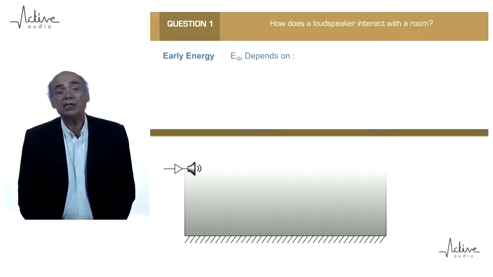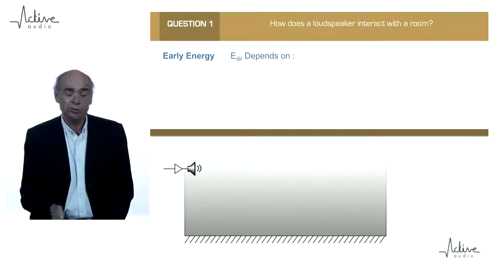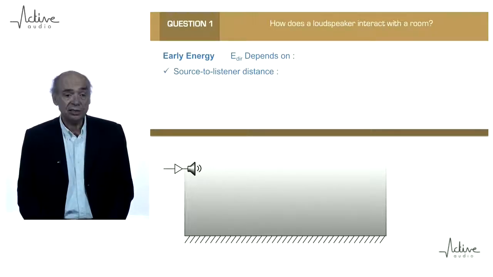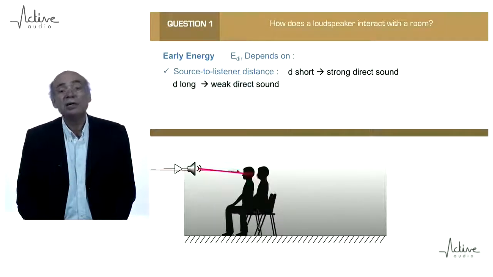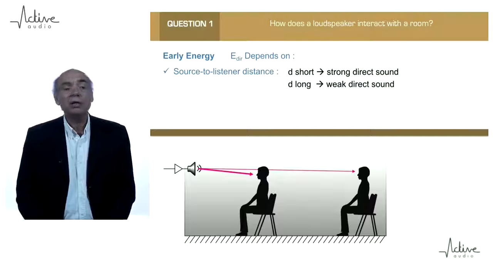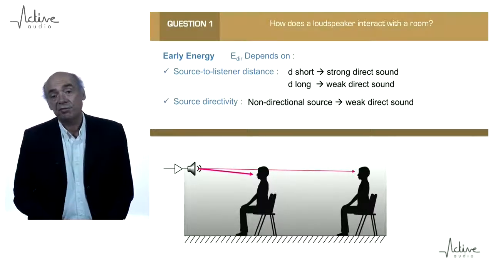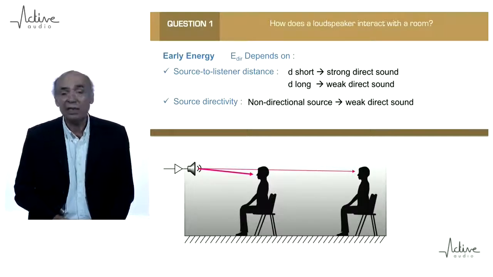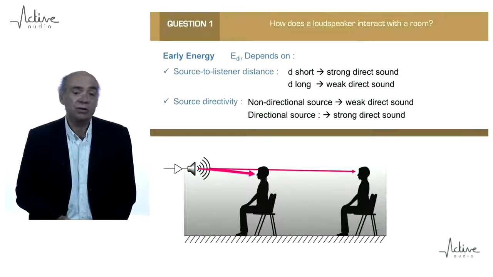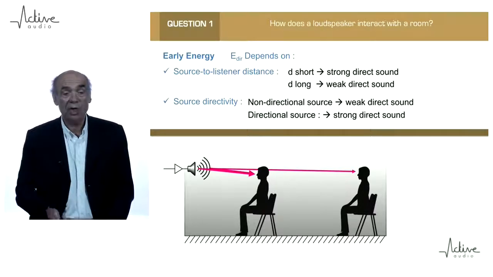The early energy depends on the source to receiver distance, of course. If the distance is short, then the direct sound is high. If it is long, it is weaker. But it also depends on the source directivity. If the source is non-directional, then the direct sound is rather weak. If it is highly directional, then of course it is stronger. The direct sound has more energy.